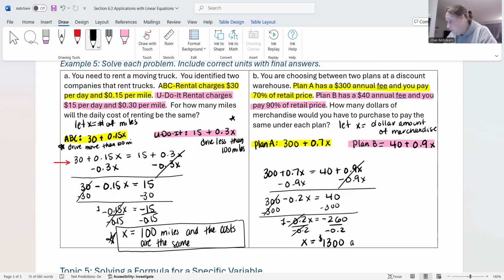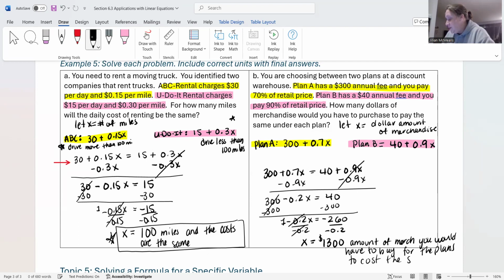So this is the amount of merchandise you would have to buy. Don't spell buy that way. Bless my heart. B-Y, for the plans to cost the same. Okay, so that's how much you'd have to spend in the course of a year on just merchandise for these two plans to cost the same overall. Okay, that would be your break-even point.